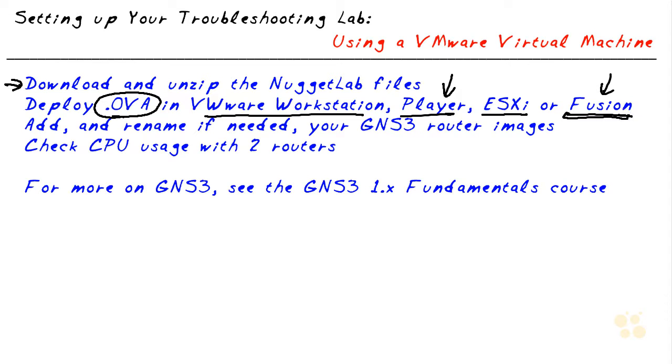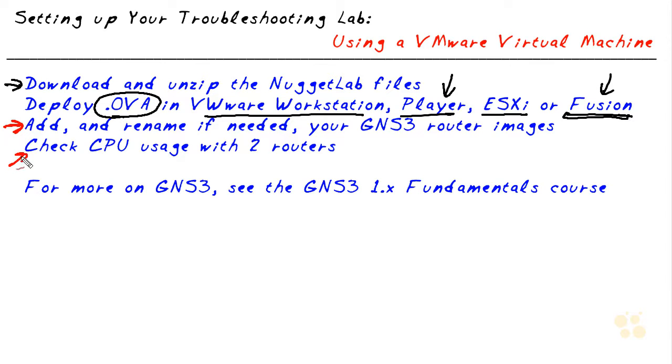Now, one of the cool things about this virtual machine is that it has GNS3 all configured and ready to go, with one exception. It does not have Cisco's IOS images. So we'll also need to download from Cisco a couple of IOS images, one for a 3700 series and one for a 7200 series, because that's what's used inside of GNS3. And I'll show you exactly where you need to place those files.